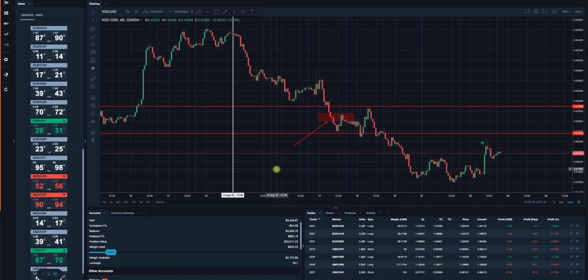New Zealand USD, I was long here, or maybe, I think I was long here somewhere, because I know I made a little bit of money on this one, and I took it in here with a slight profit.